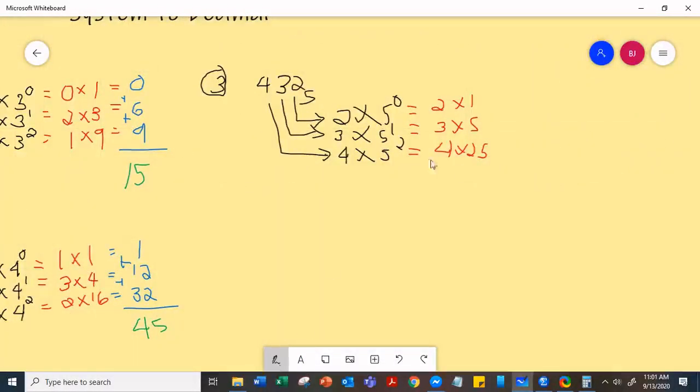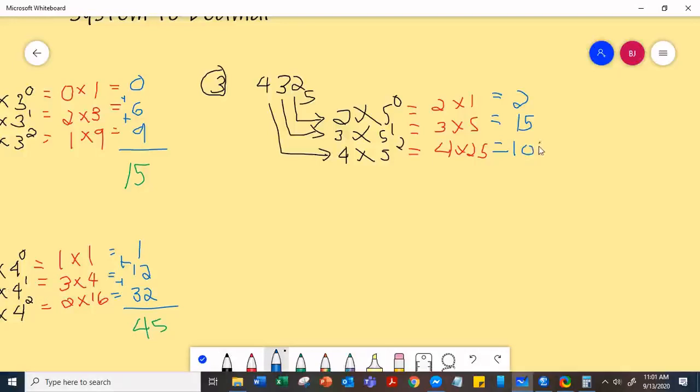So this would be 2, 15, and 100. We add them, so we'll have 117. So that means 432 base 5 converted to decimal will be 117.